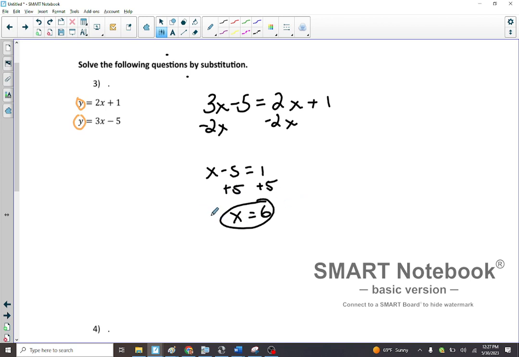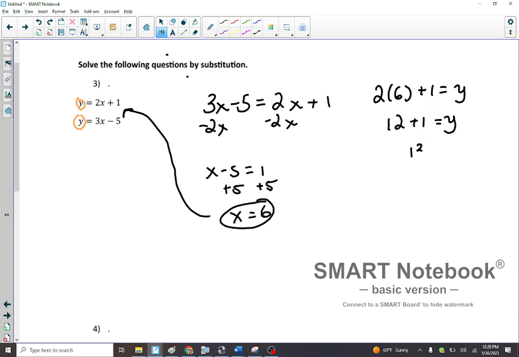So I'm going to take the 6 and plug it back into one of my originals. Doesn't matter which one you plug in, they both should work. So I'm going to plug it into the top. So 2 times 6 plus 1 equals y. 12 plus 1 equals y. 13 equals y. So your answer here is 6, comma 13.